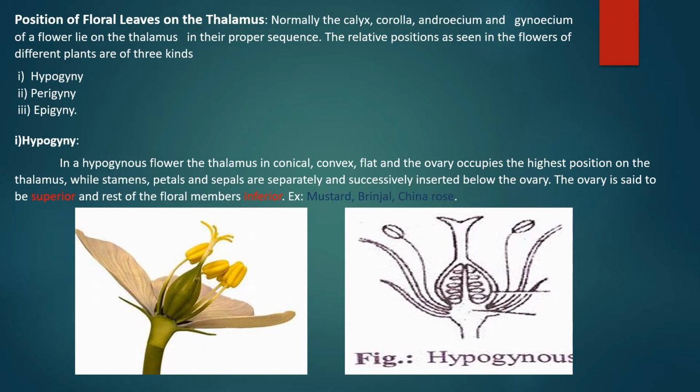The first one, hypogyny. In a hypogynous flower, the thalamus is conical, convex or flat, and the ovary occupies the highest position on the thalamus, while stamens, petals, and sepals are separately and successively inserted below the ovary. The ovary is said to be superior and the rest of the floral members are inferior, as we see in case of mustard, brinjal, as well as China rose. You can see the position of the ovary is superior. It is seated on the thalamus.